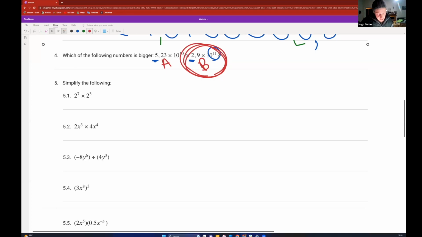All right, let's look at 5. Simplify the following: 2 to the power of 7 times 2 to the power of 3. Remember, one of these basic ones again, we cannot just use our calculator. In the exam, they would ask you to show your work, okay? That means you need to show us how you got your answer. So we're going to say 2. Oh, let me get a different color.